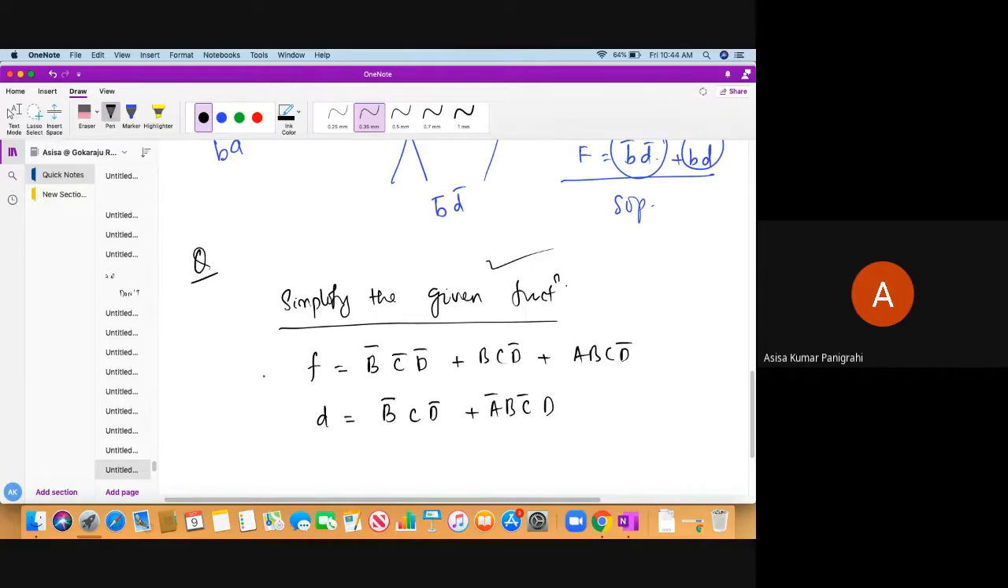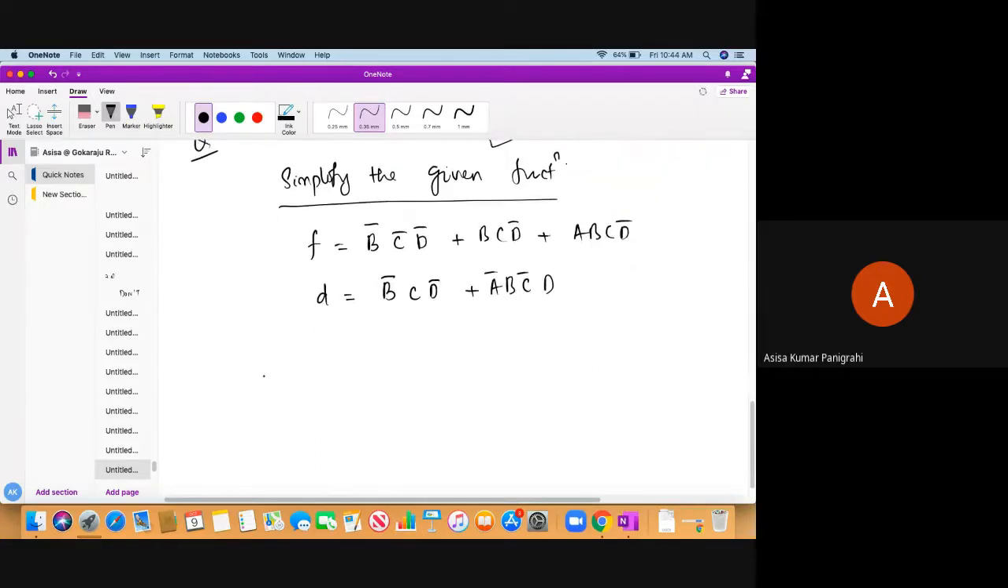So what you need to do is first find out F in the form of summation of M and D in the form of summation of d. These are all given in SOP, but not in canonical SOP. So first you have to find out the canonical SOP of each. Then you can express this in summation of M and summation of d, then solve it up, simplify it up. Do you all understand?